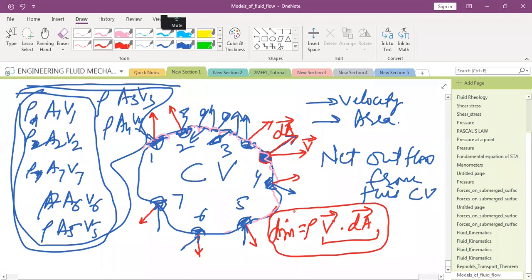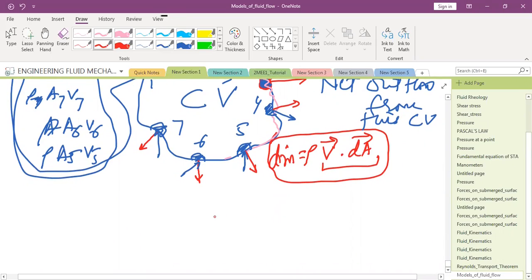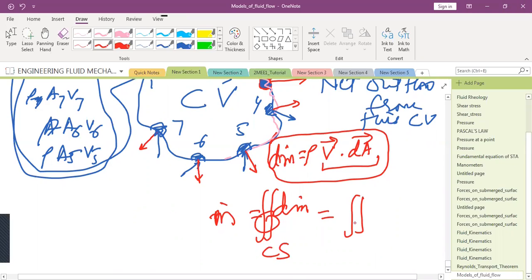Now you want to generalize this, that is, this was only for one point. You want to find out for the entire surface, that is the control surface for this control volume. So what is the way out? You will integrate this to get the total mass flow rate. You will integrate this over what? The entire control surface. And that gives you this thing, rho v dot dA.